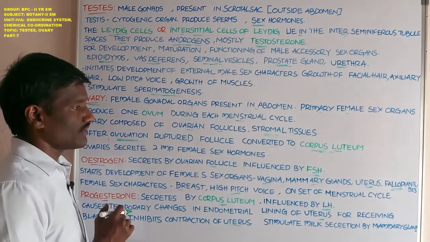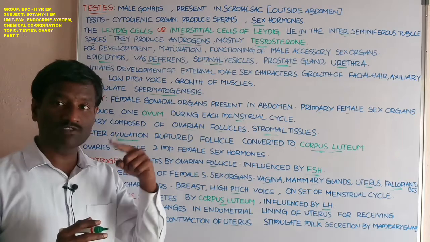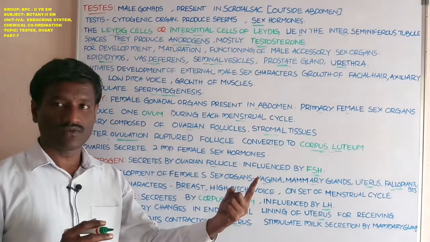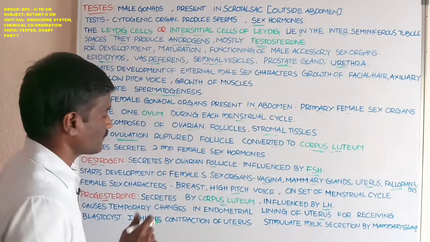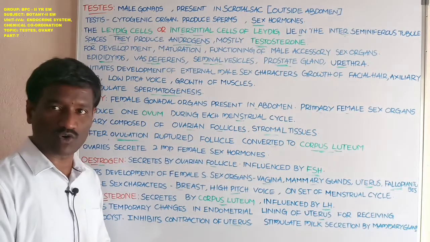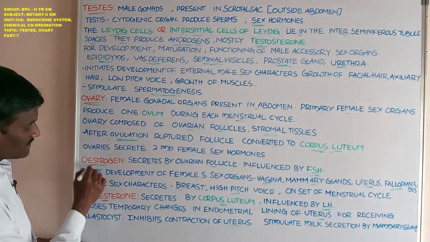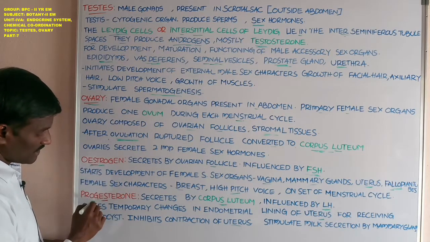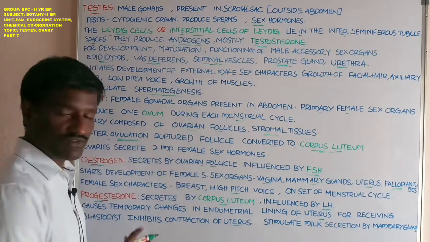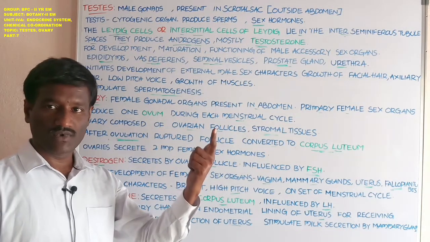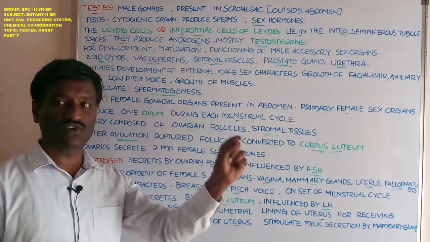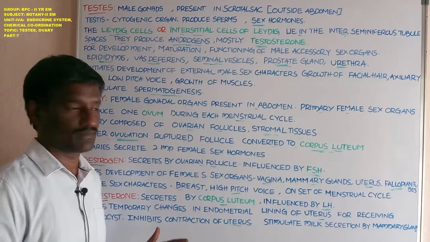Okay, student, the corpus luteum plays the main role in the production of progesterone, which supports pregnancy. The ovaries secrete two important female sex hormones. The first one is estrogen, and the second one is progesterone. Estrogen is secreted by the ovarian follicles of the ovary.